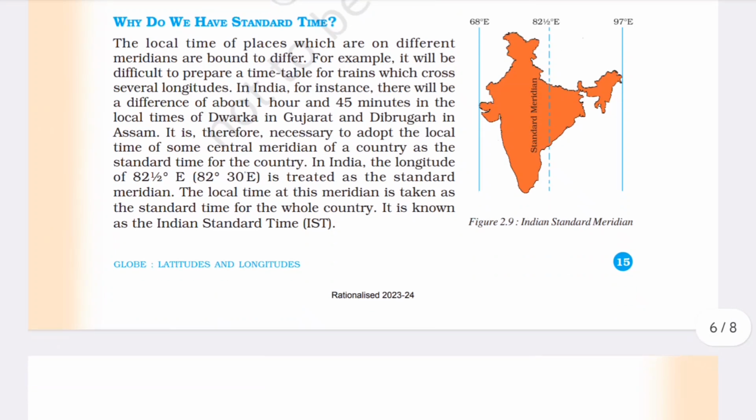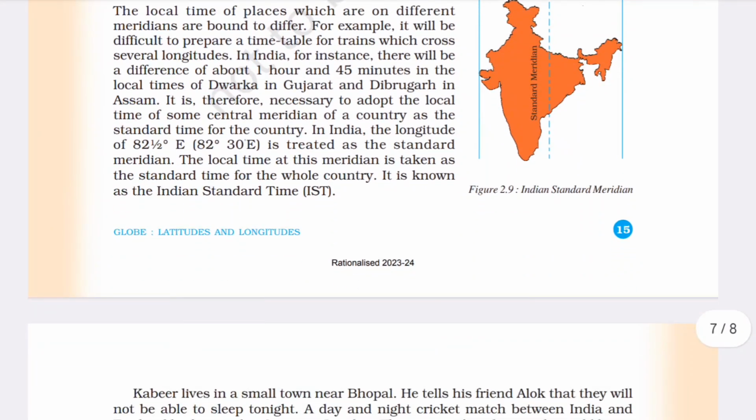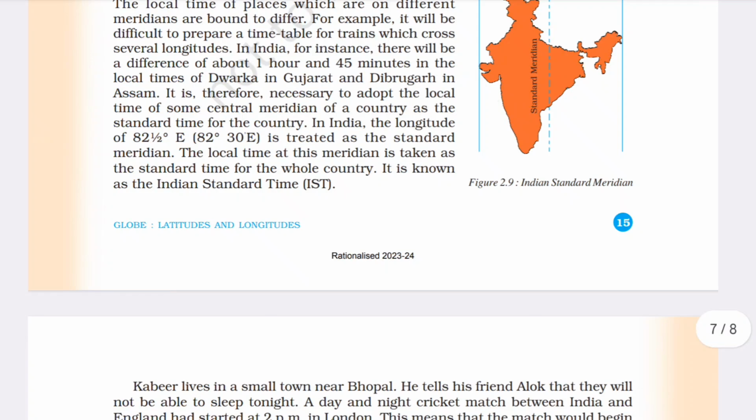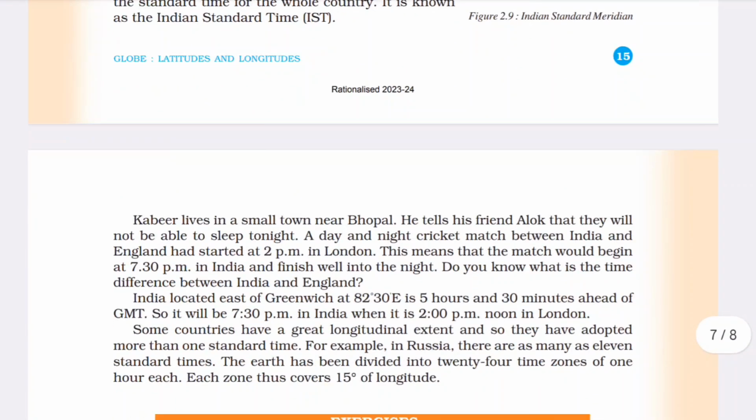It is therefore necessary to adopt the local time of some central meridian of a country as the standard time for the country. In India, the longitude 82 and a half degrees east is treated as the standard meridian. The local time at this meridian is taken as the standard time for the whole country. It is known as Indian Standard Time, that is IST.